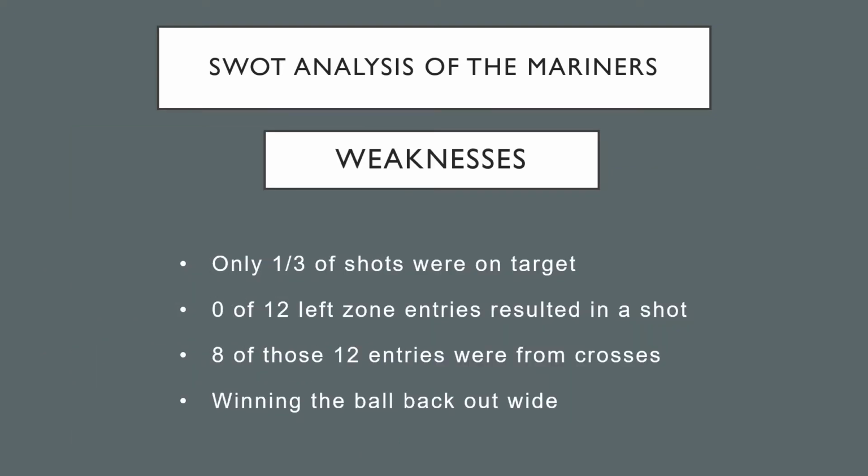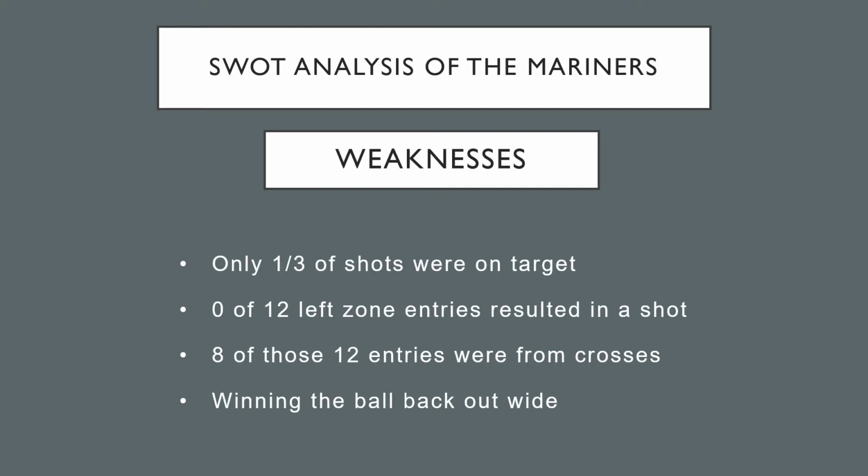However, the Mariners did display some weaknesses which should be rectified in training. Only a third of their shots were on target, which isn't good enough, especially considering Victory's accuracy was 46.7%, almost 20% better than the Mariners, and yet still lost to City.